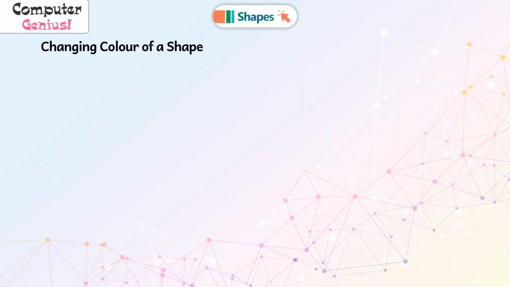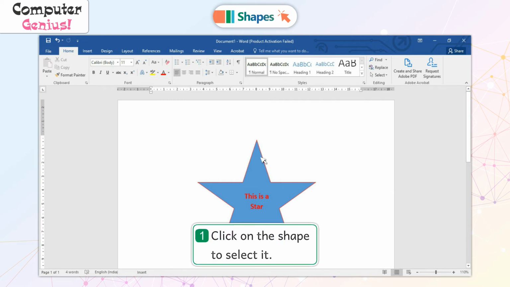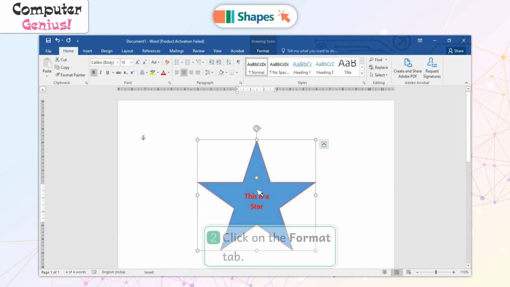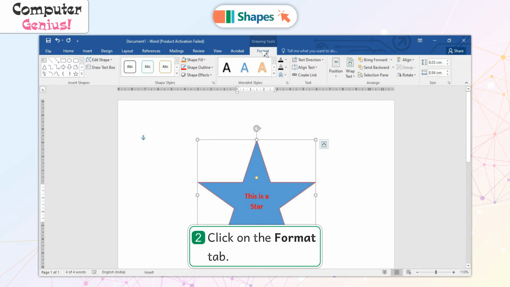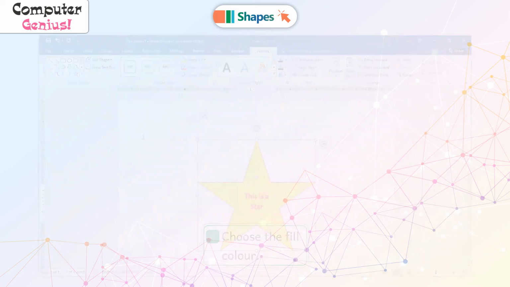Changing color of a shape. To change the color of a shape, follow the given steps. 1. Click on the shape to select it. 2. Click on the Format tab. 3. Click on Shape Fill command. 4. Choose the fill color.